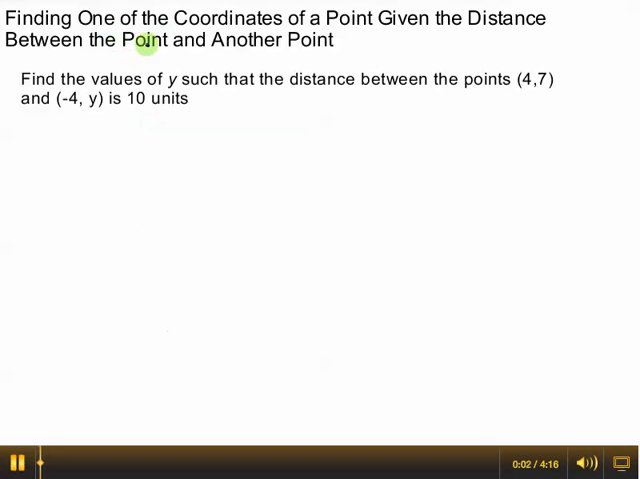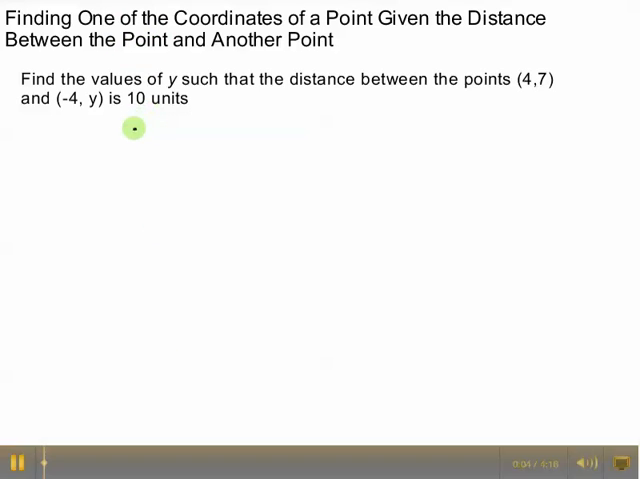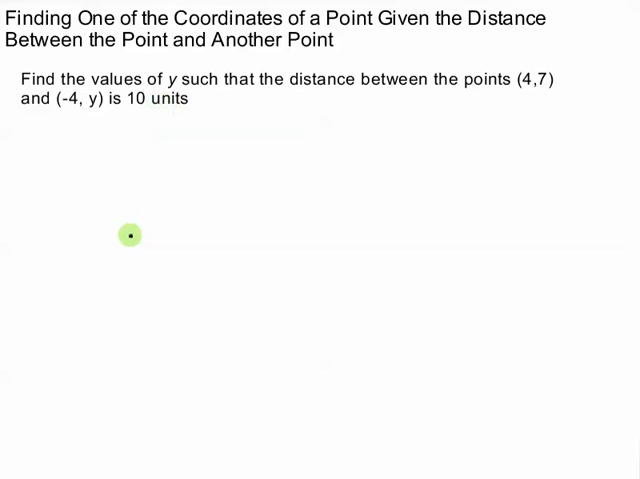Okay, so the title here is pretty long and somewhat vague, so I went ahead and put the example down so we can see what we're trying to find. We're going to use the distance formula to figure out one of the coordinates of an ordered pair where we know the distance between the ordered pairs, but we don't know the coordinate. So let's see how to do this.